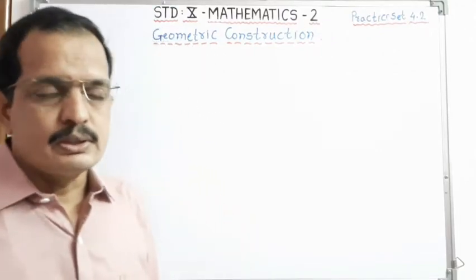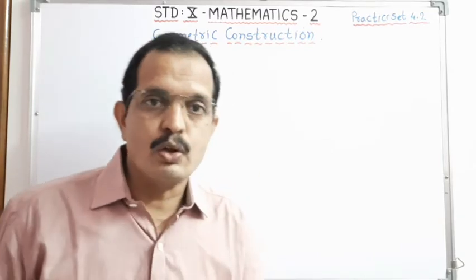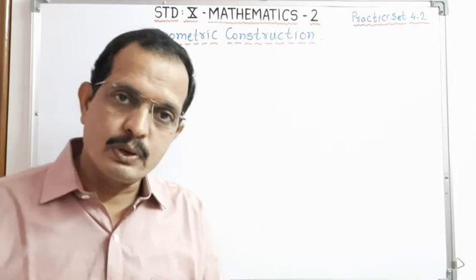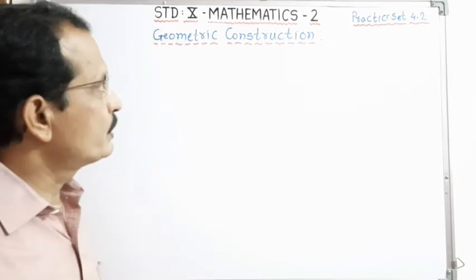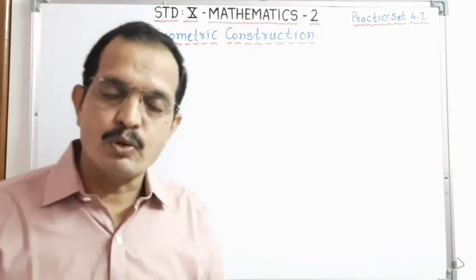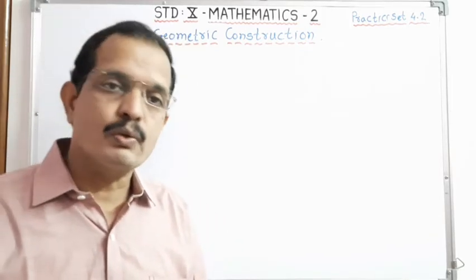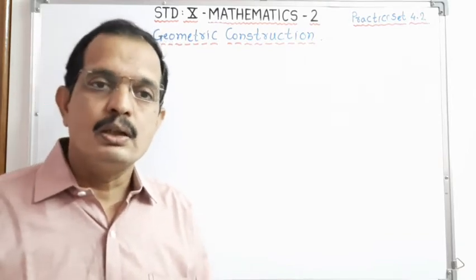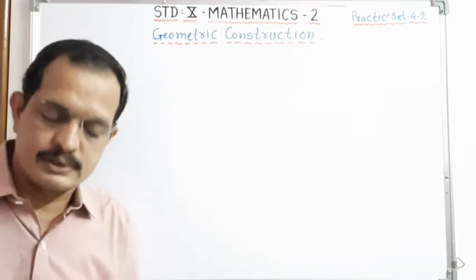Welcome dear students. In the last lecture we completed the construction of similar triangles. I hope everyone did the practice of those constructions. Now we have to start with practice set 4.2. In that we have to learn the construction of tangents. Before going to the construction, let us understand some properties of tangents.